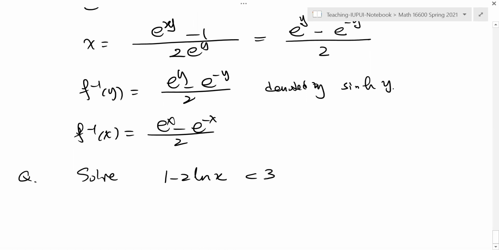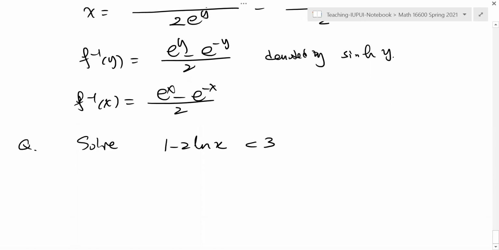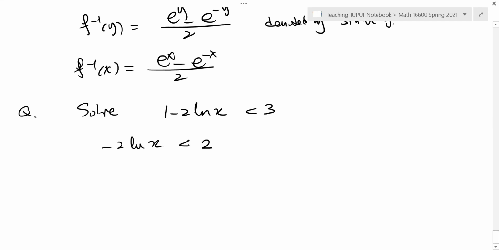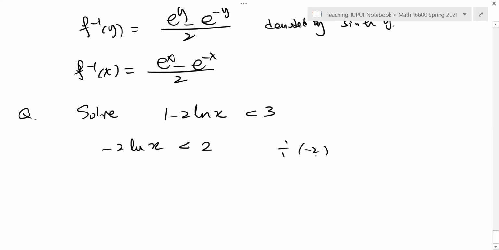Solving an inequality is similar to solving an equation, but be a little more careful when you multiply the inequality by a negative number. So step one, you have to isolate the term containing x. Move 1 to the right-hand side, so 3 minus 1 is 2. Now be careful. Now you divide both sides by -2. When you divide by -2, change the direction of the inequality. Then this is natural log of x greater than 1.